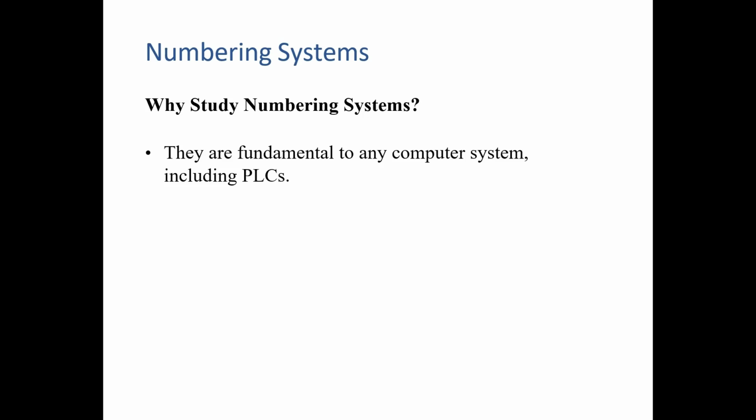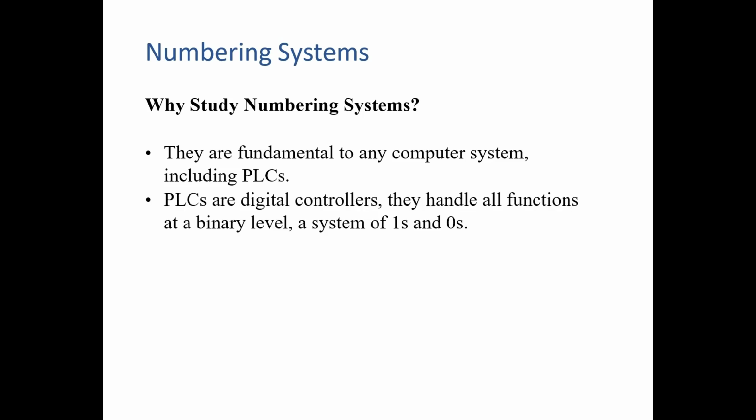It is a digital code that the PLC runs on. You have probably heard the expression, it's all ones and zeros. That's because PLCs are digital controllers. Digital meaning information is expressed as a series of ones and zeros. A numbering system that consists of only ones and zeros is known as binary. PLCs handle all functions at a binary level.